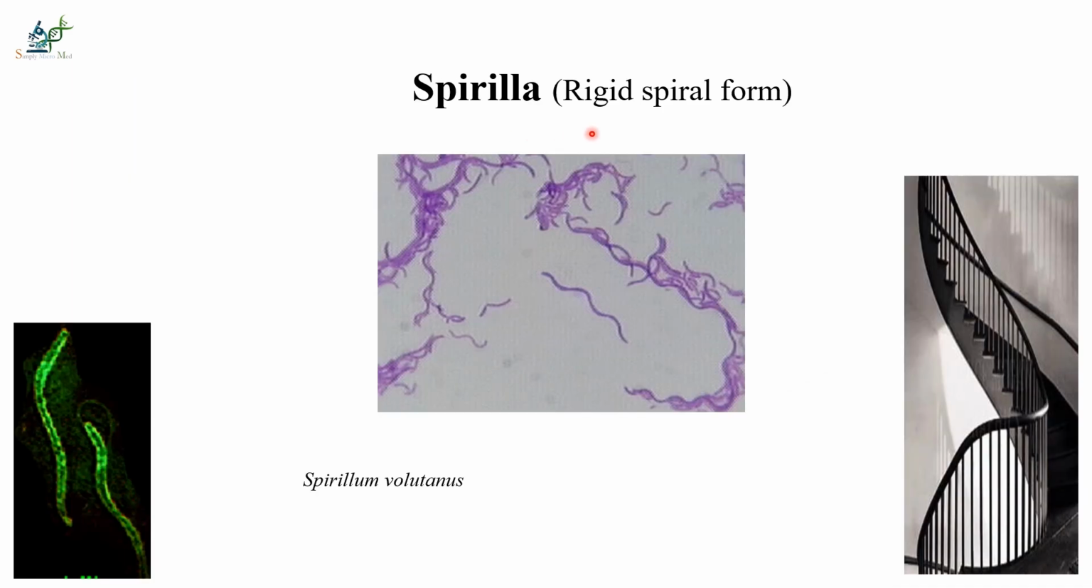Spirilla. Spirilla is a rigid spiral form of curved bacteria. You can see this is the rigid spiral shaped bacteria, or a curved bacteria. The example is Spirillum volutans.